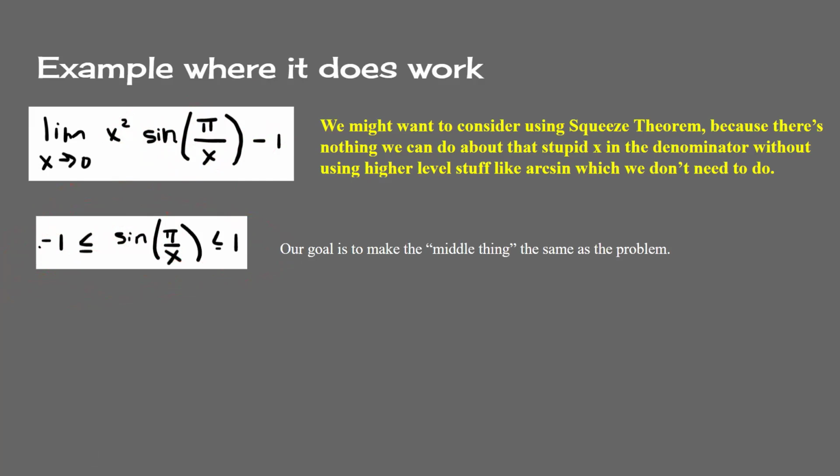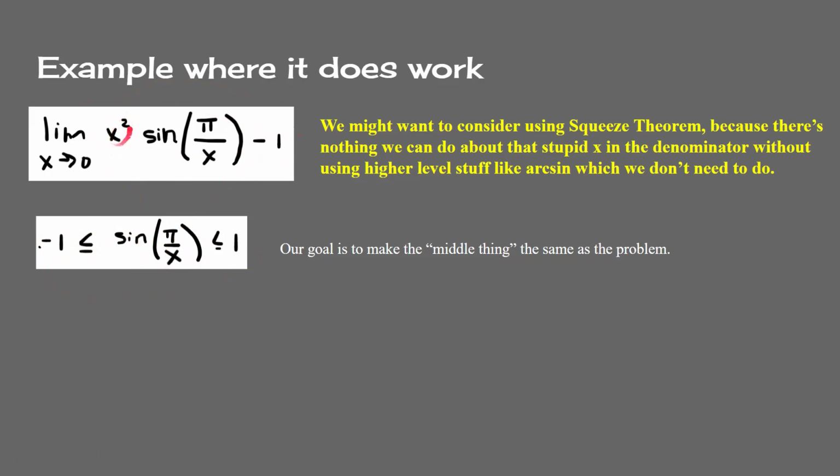Now our goal is to make this middle part right here the same thing as this problem. So you might be like, oh, I'll just put it there then. No, because that's not how it works. Remember back to basic algebra. For inequalities, you have to do the same thing to all three. Well, all two or three, however many there are. So we want this part to be the same as this whole thing eventually with the x squared and -1. Right now it's not, so we have to figure out what we can do.